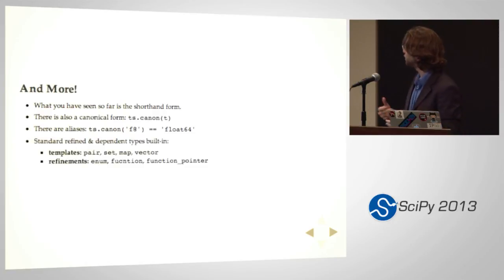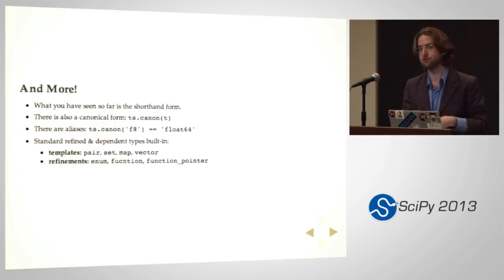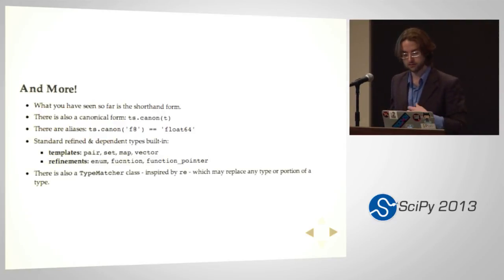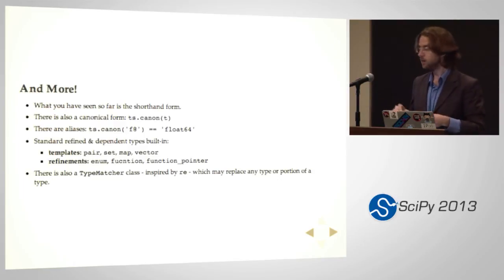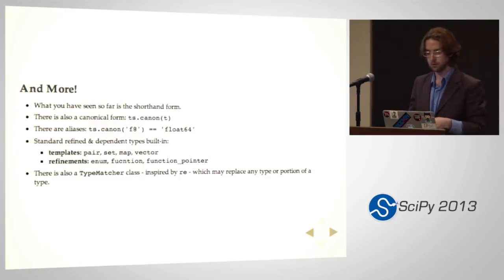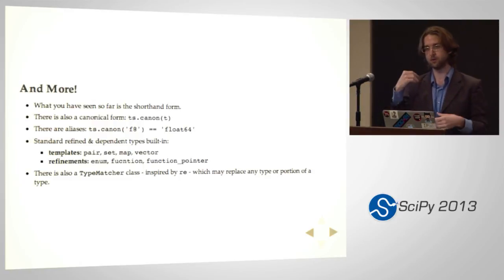There's also a bunch of standard types that are higher level refined and dependent types that are just built into the type system. More can be added. I'm not opposed to that. And then there's this type matcher class where you can replace any portion of the type with a singleton match any, and you can check whether another type is an instance of some pattern that you've defined.